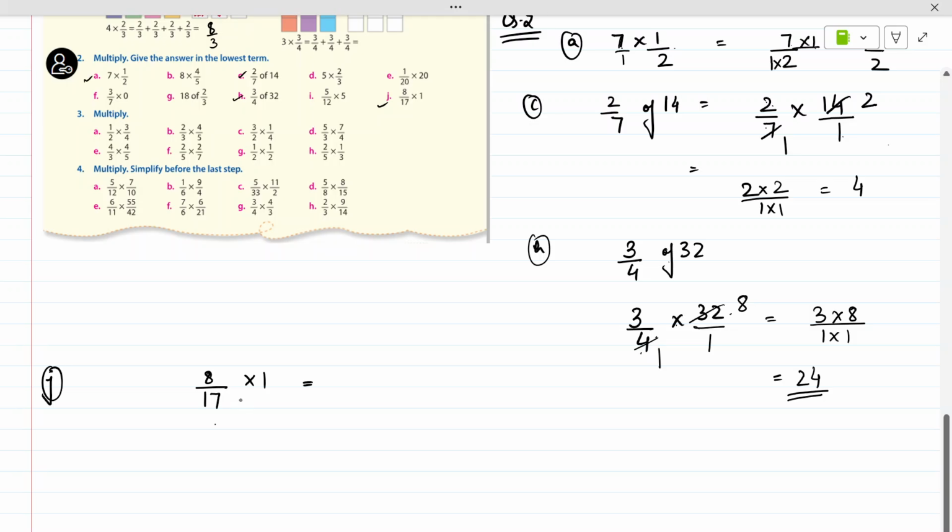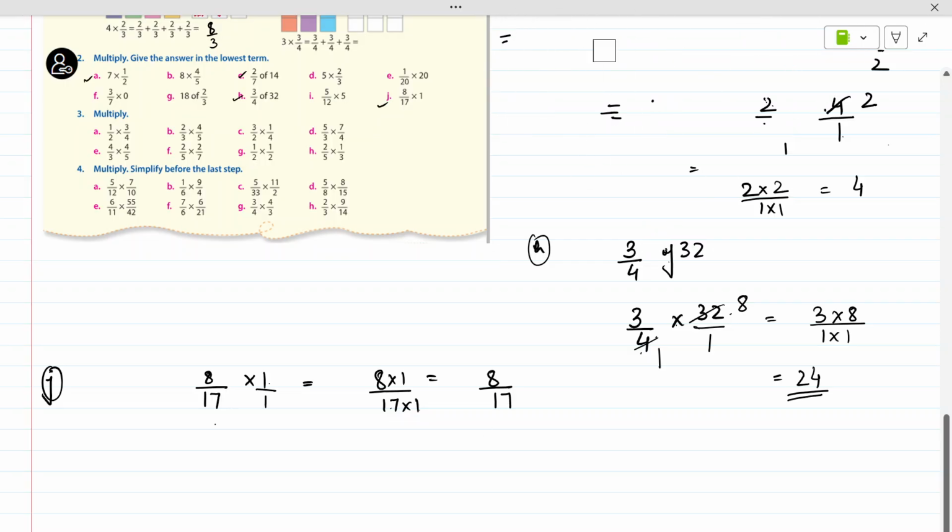It's the lowest term. When we multiply it with 1, also we have 1 in the denominator. We will get the same fraction because this is what we are actually doing: 8 into 1, 17 into 1. That means 8 by 17. Okay, easy. So kids, this is how we have to multiply the fractions with the whole numbers.